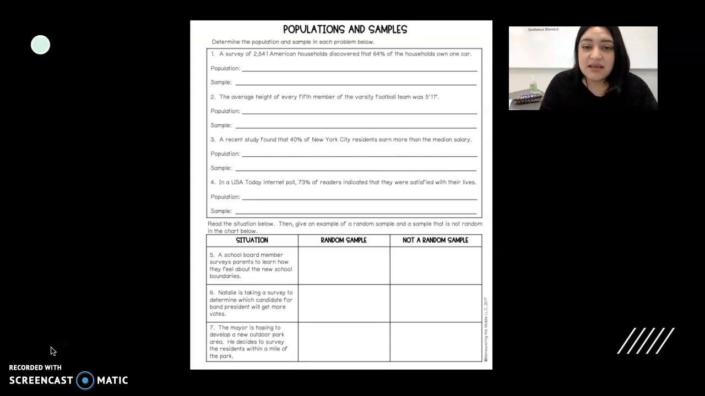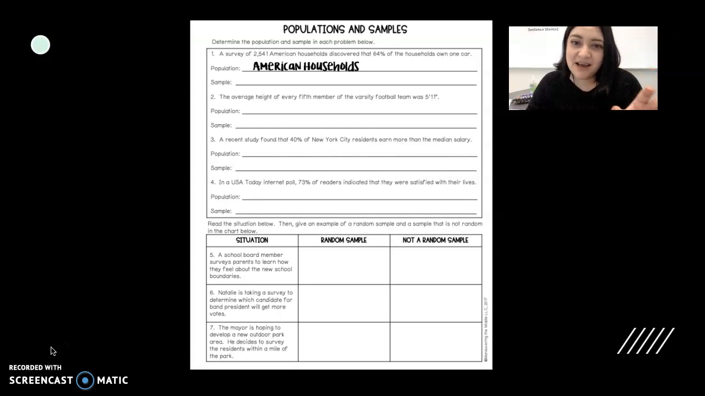So, here is your assignment, and I'm going to go through some examples with you. So if we look at the first question, it says, A survey of 2,541 American households discovered that 64% of the households own one car. What is the population? What is the whole group in this statistic? Well, the whole group would be American households.